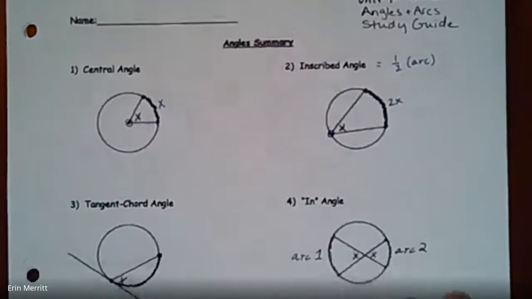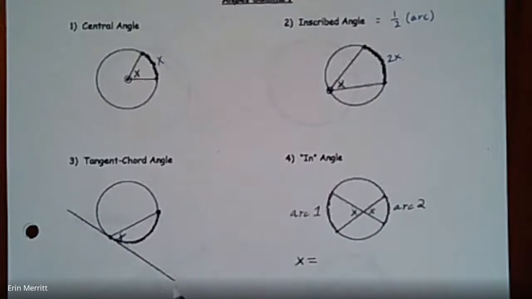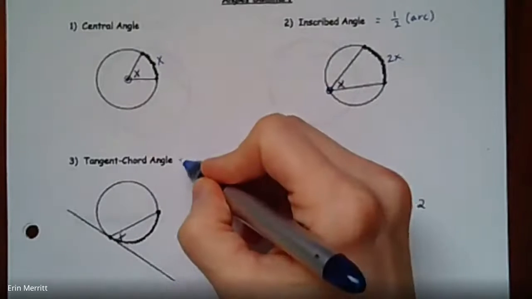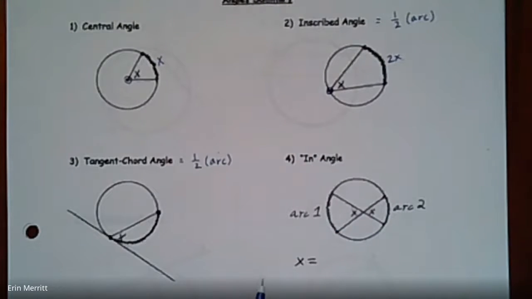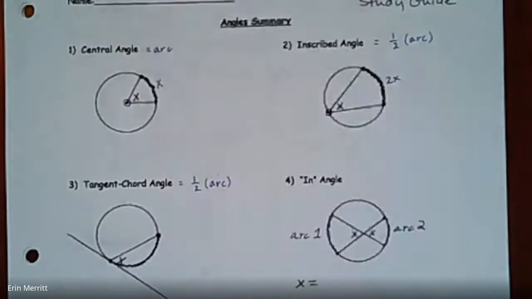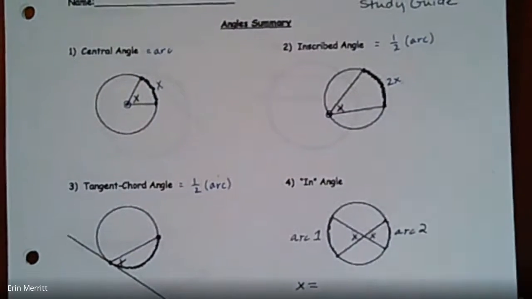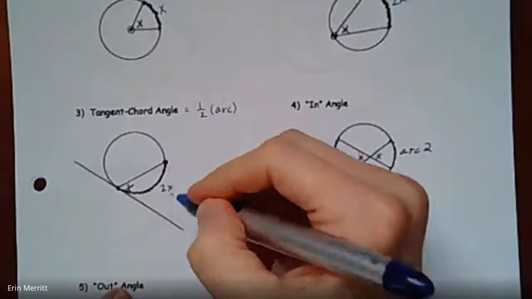The next one, the tangent chord angle, literally is formed by a tangent line and a chord in the circle. Same rule as an inscribed angle. It's equal to half the arc. Oops, which I guess I could put back up here. That's just equal to the arc. And so in this case, this would be our 2x.